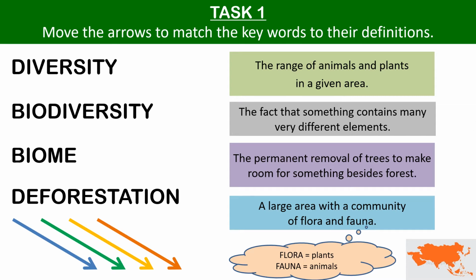So let's just have a little think about biodiversity. As we have said, Asia is the largest continent in the whole world. It actually stretches from the Arctic Circle and right down to just below the equator, which means that there is incredibly high biodiversity. And what we mean by that is the range of plants and animals in a given area.